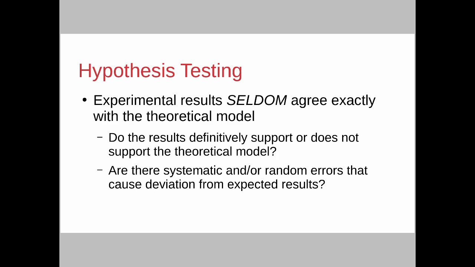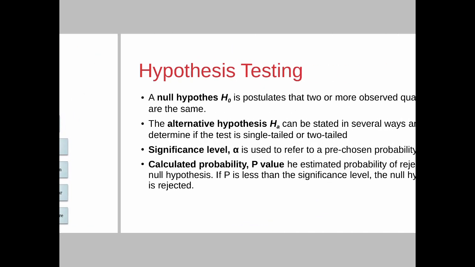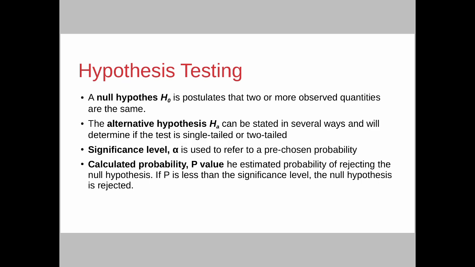Aside from that, if it's too far, you can check if you committed systematic or random errors that cause your result to deviate from what is expected. We have different types of hypothesis tests, but we will just discuss the simplest ones that we use. In hypothesis testing, we have a null hypothesis that postulates that the two or more observed quantities are the same. For example, my results and the actual packaging are the same, so they are near enough that they represent the same means.